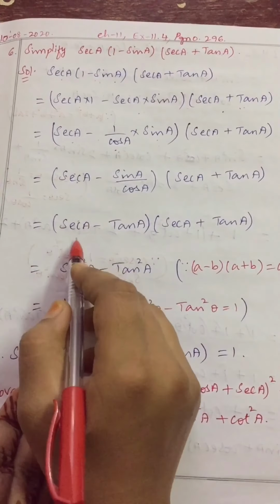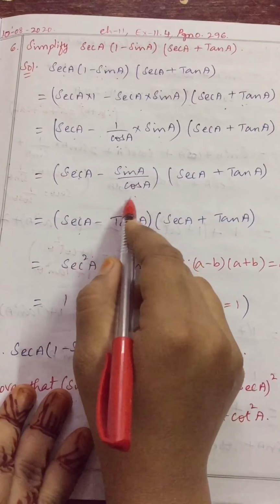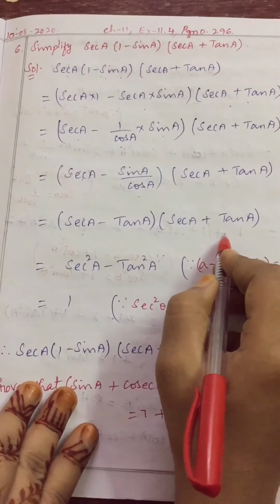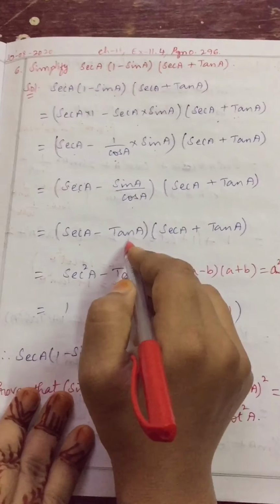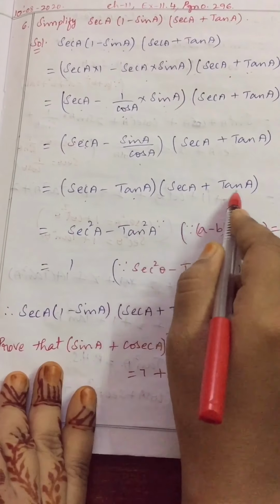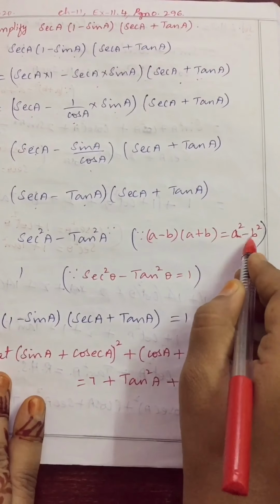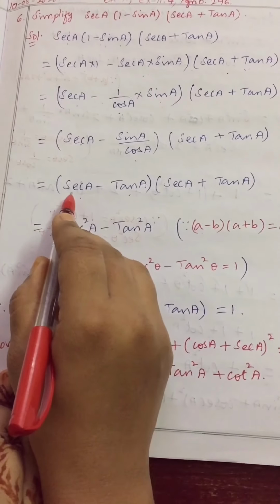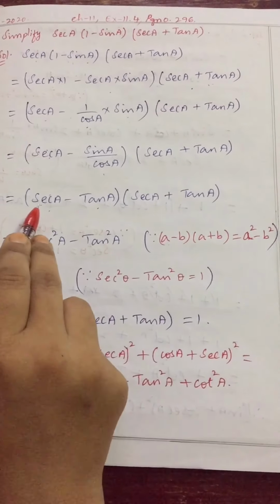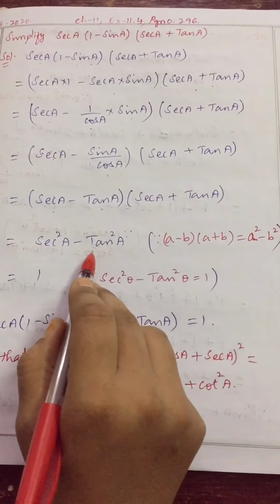Clear? Secant a as it is minus sin by cos. We know tan, so sin a by cos a is nothing but tan a, into secant a plus tan a. Clear children? Sin a by cos a is nothing but tan a. Now secant a minus tan a into secant a plus tan a, like a minus b into a plus b, is nothing but a square minus b square. Here a is secant a, b is tan a, so a square minus b square means secant square a minus tan square a.